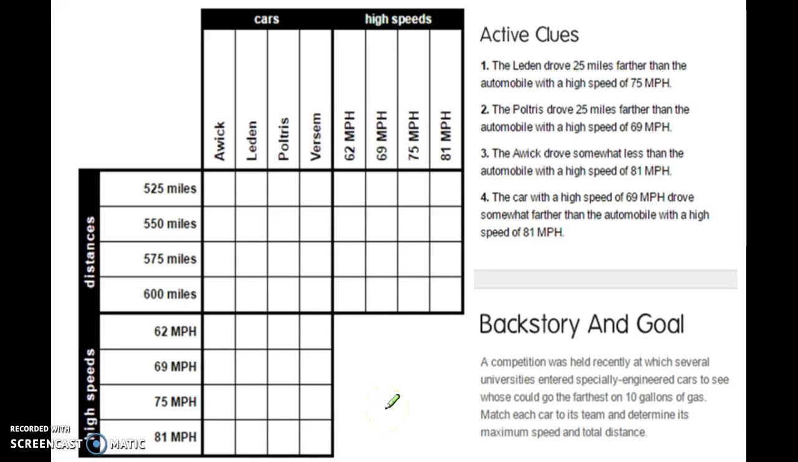Okay boys, I'm just going to show you a quick video to show you how to solve these logic puzzles. Each of the clues will give you at least 3 pieces of information at the beginning. So if we look at clue 1, the Leaden drove 25 miles further than the automobile with a high speed of 75 miles per hour. This means the Leaden cannot be the car that drove 75 miles per hour.